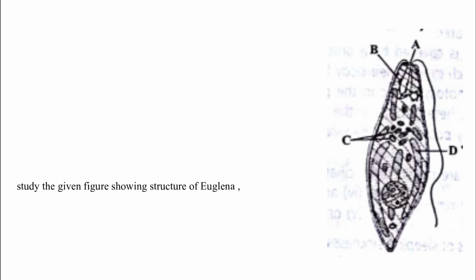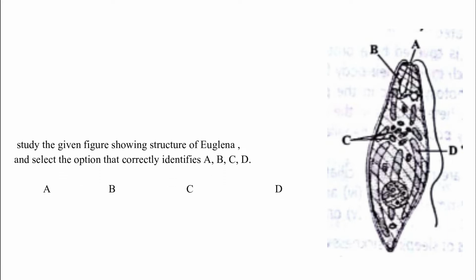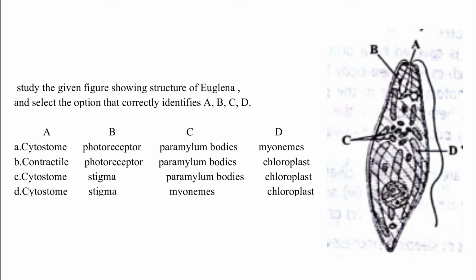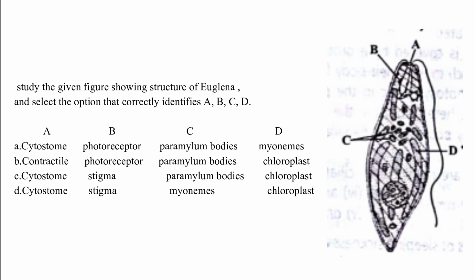Study the given figure showing the structure of Euglena and select the option that correctly identifies A, B, C and D. Option A, cytostome, photoreceptor, paramylon bodies, myonemes. Option B, contractile vacuole, photoreceptor, paramylon bodies, chloroplast. Option C, cytostome, stigma, paramylon bodies, chloroplast. Option D, cytostome, stigma, myonemes, chloroplast. The correct answer is option C, which is cytostome, stigma, paramylon bodies and chloroplast.